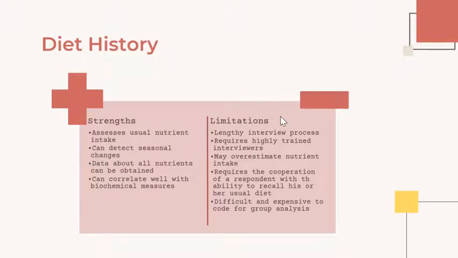As for the limitations, there is the lengthy interview process, and it requires highly trained interviewers. So it cannot be self-administered; there has to be an interviewer who will facilitate it. It may overestimate nutrient intake. It requires the cooperation of a respondent with the ability to recall his or her usual diet. Again, cooperation is the key so that the diet history can be successful and accurate.